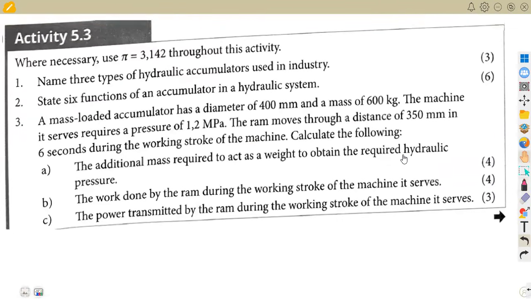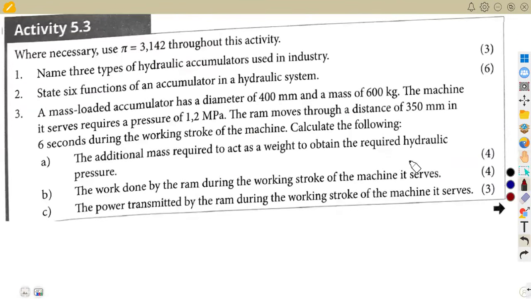So from what I've discussed with you, I want you to go through this and answer question 1. Question 2, name 3 types of hydraulic accumulators used in industry. So that's where we can talk about the weight-loaded piston type, the diaphragm or the bladder type, the spring type, the hydropneumatic piston type. There are so many.